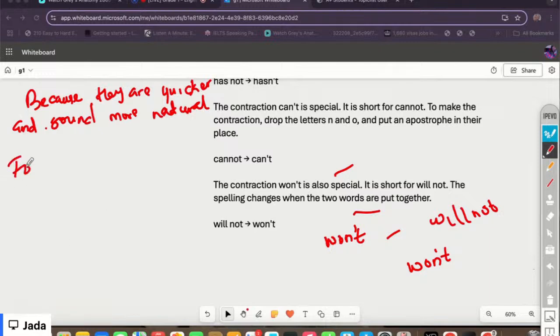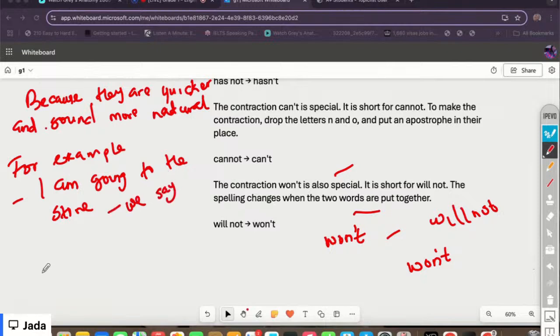So, for example, let's say I am going to the store, something like this, okay? And when you're using a contraction, we say I'm going to the store. So when we use contraction, it becomes shorter, and then it's quick to write. It's very fast. It doesn't waste a lot of time. We just use it quickly.